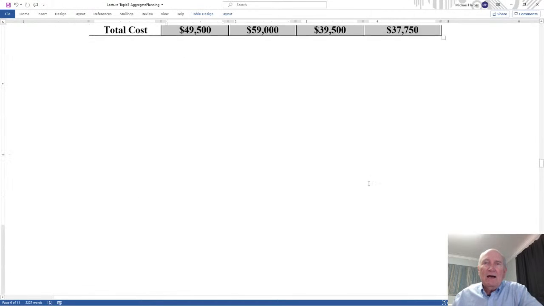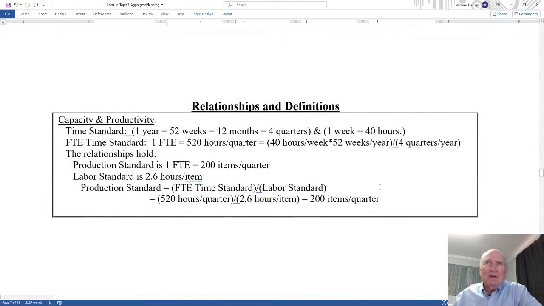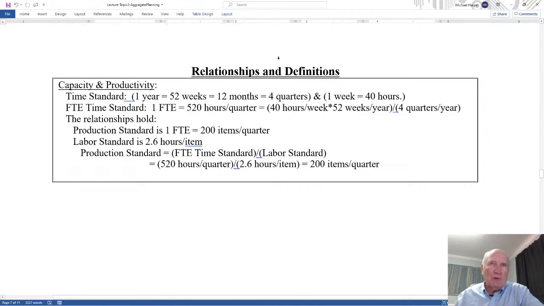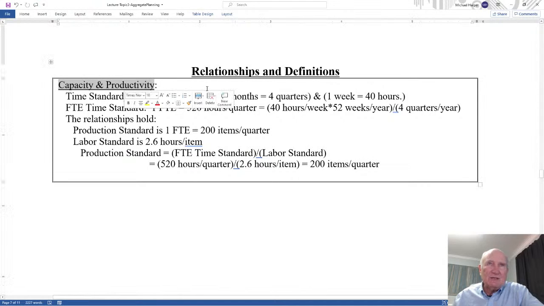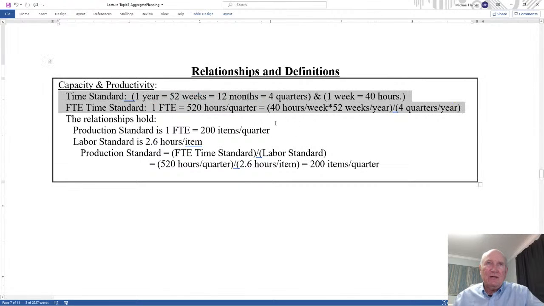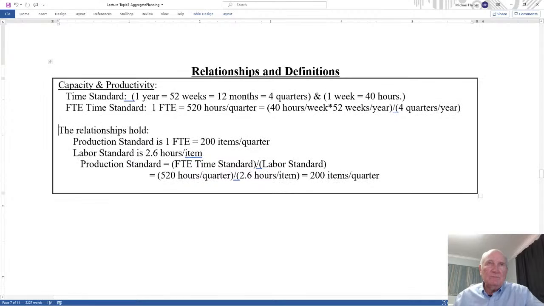Okay, now continuing on, relationships are going to be important. Now, this relationships and definitions is just a brief introduction to something called capacity and productivity. So these two time standards here, these two right here, let me bring this down here.